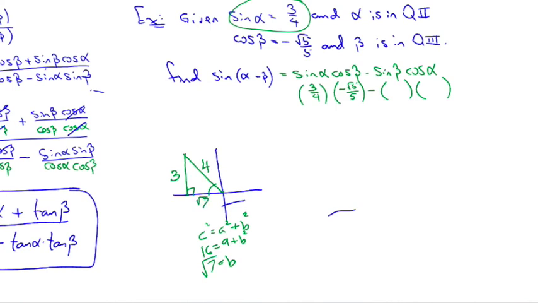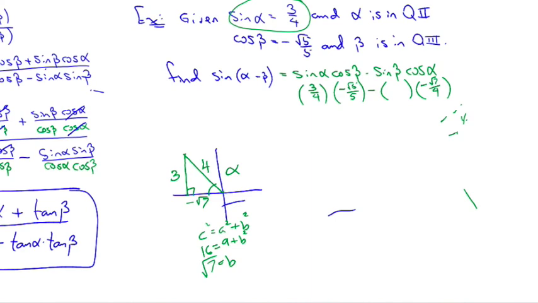Just square root of 7? No, negative. So negative square root of 7. All right, now that is the picture for alpha. Do I know the cosine of alpha now? What's the cosine of alpha? Adjacent over hypotenuse, which would be negative square root of 7 over 4. Yay! That's part of it.